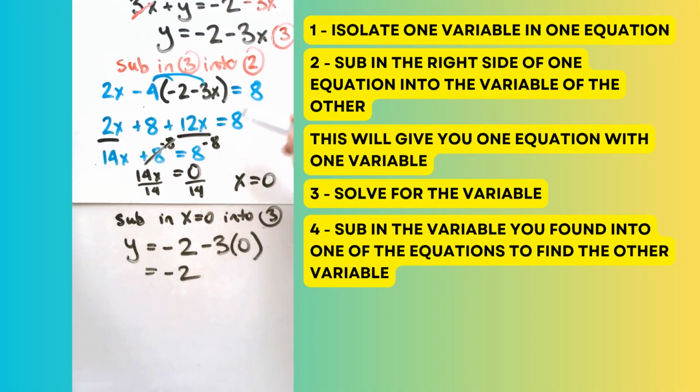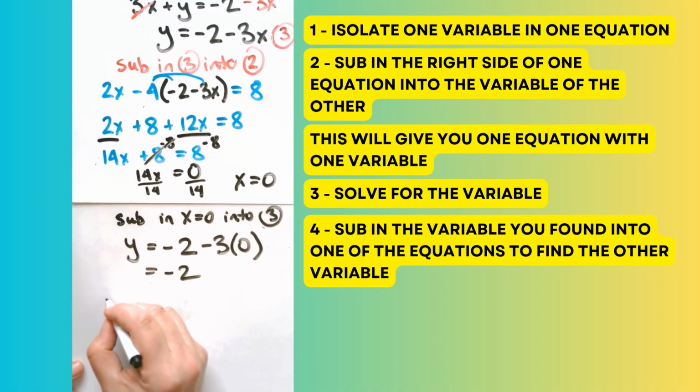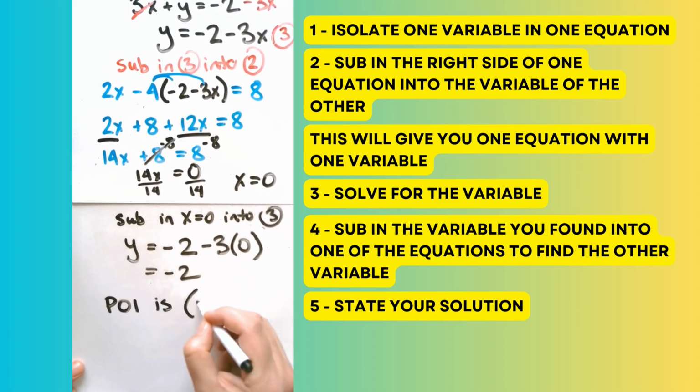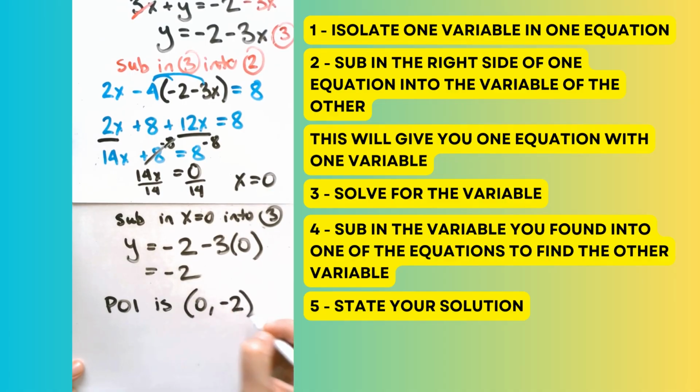And again, I can't just leave my answer partly here, partly here. I have to state, if the question asks for the point of intersection, I have to say the POI, or point of intersection, is x value goes first, 0, y value goes second, negative 2. And that's it. That's all you have to do.